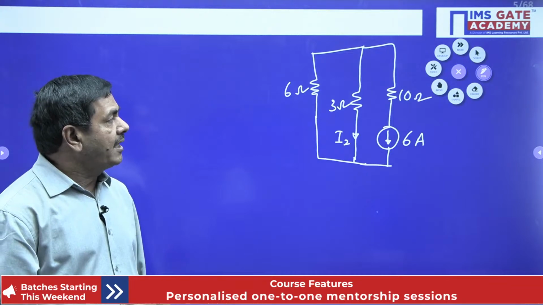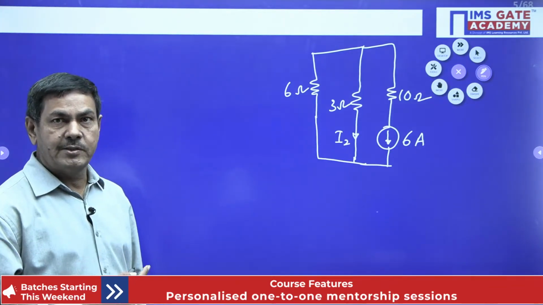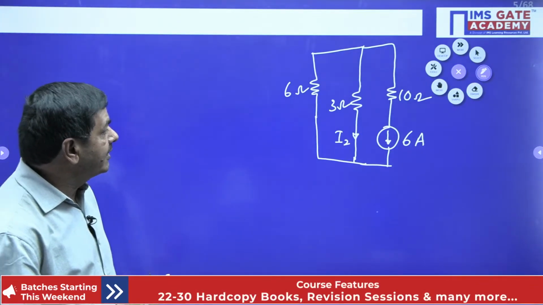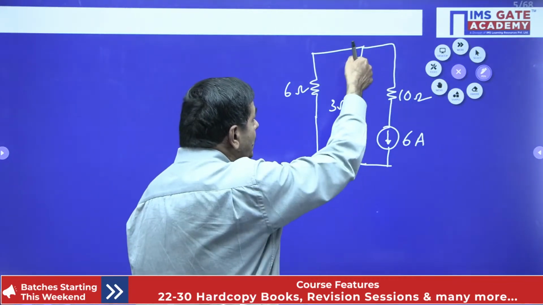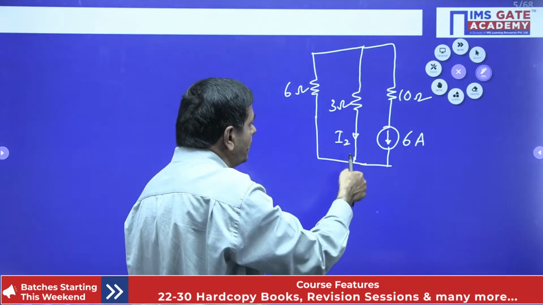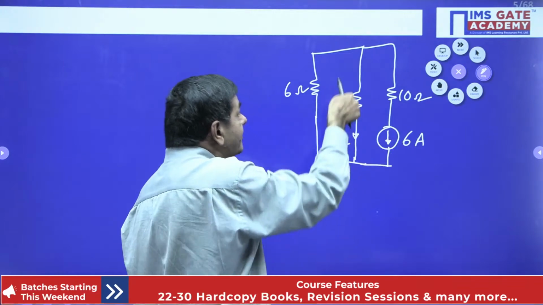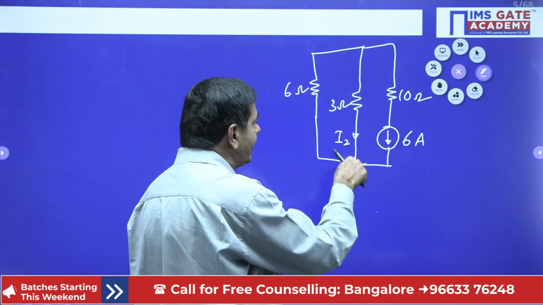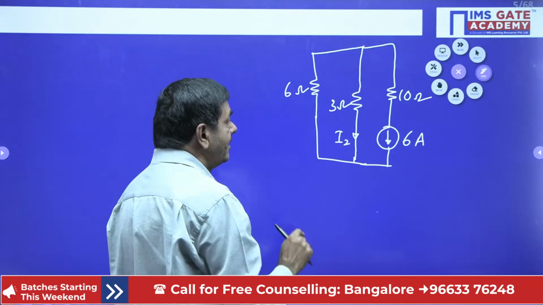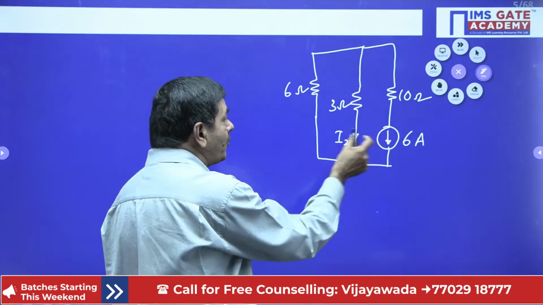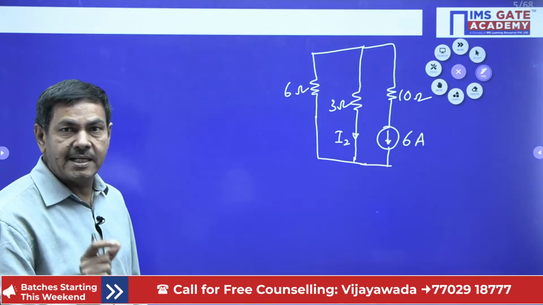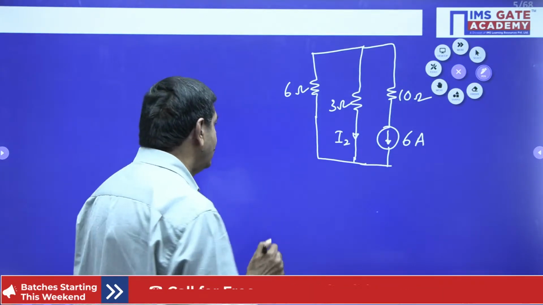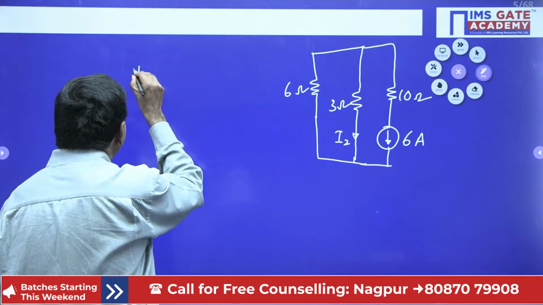According to the current divider formula, we can find out I2. The current I2 is required in this direction, top to bottom, but this current will pass in the reverse direction. From 6 amperes, some current will divert this side, and that current is in reverse. Whenever the supply current is opposite to I2, I take a sign of minus. So I2 is calculated with a minus sign.